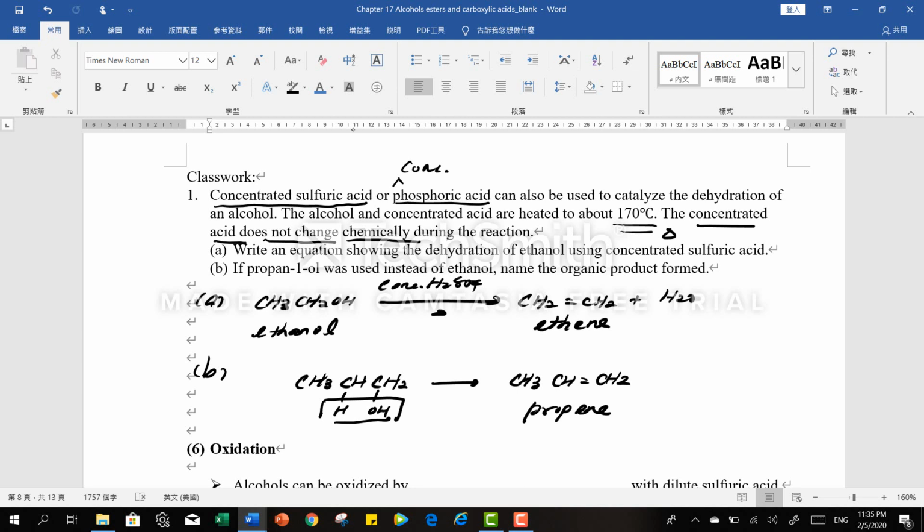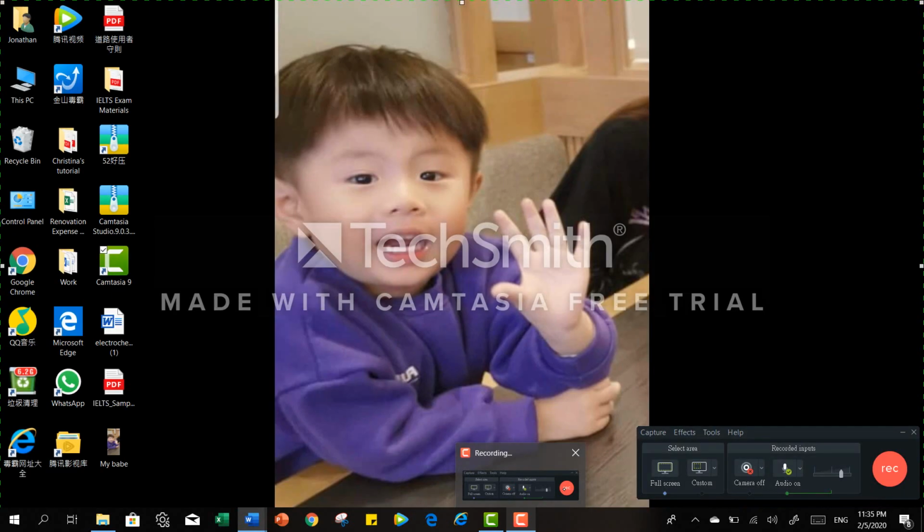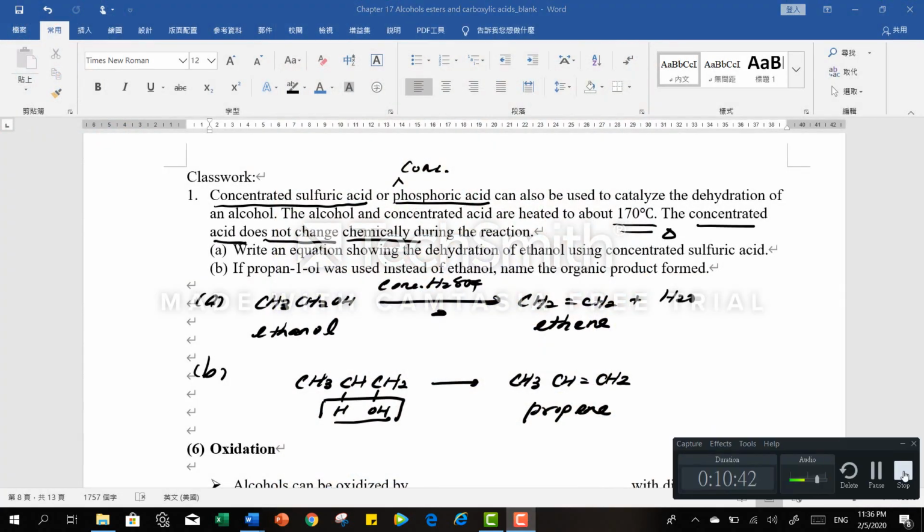Oh, let us stop here, okay? And then I will go back to you for the oxidation part very soon. I need some time to work out how to change the color when I'm writing. See you guys. Work hard.